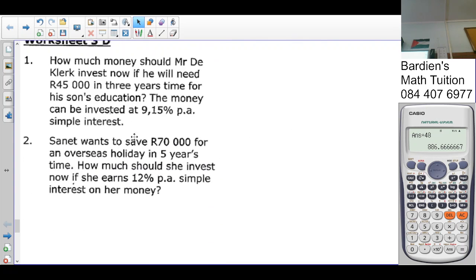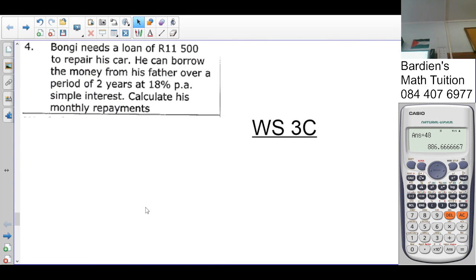Number 4 of 3C. Let's write this down. Number 4 says, Bongi needs a loan of 11,500 rand to repair his car.